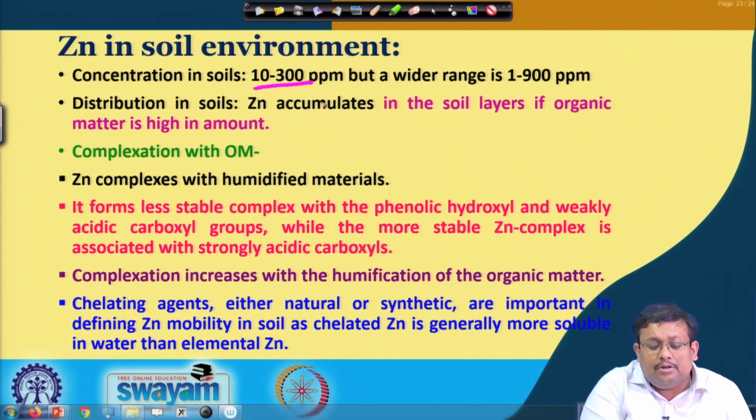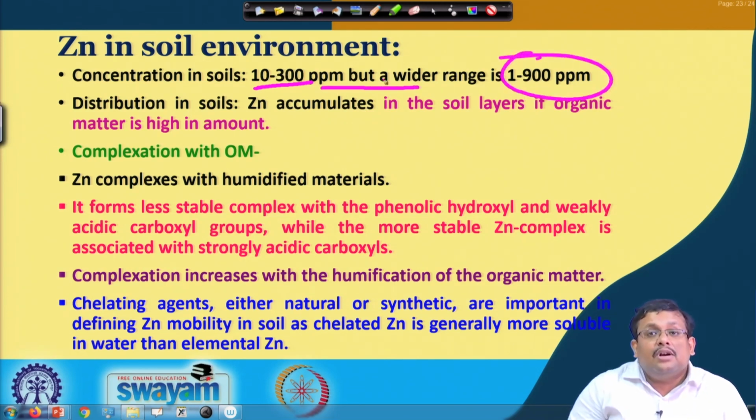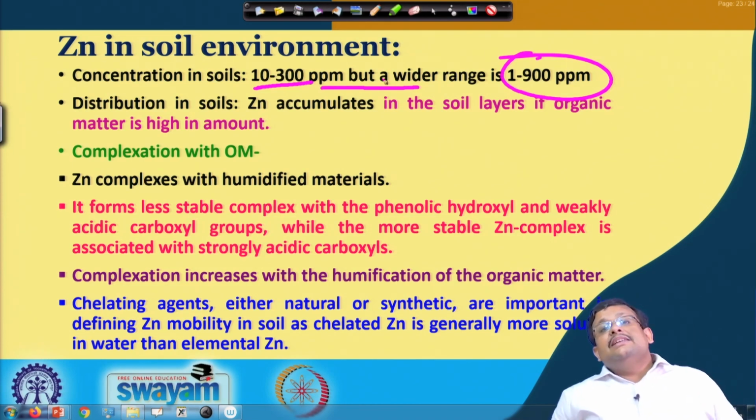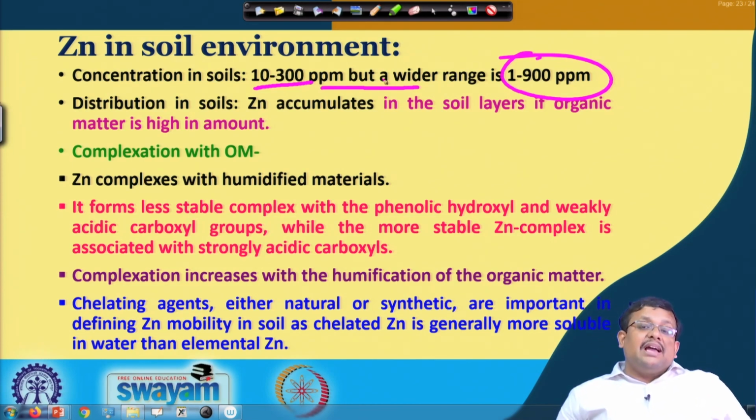So, in the soil the concentration basically varies from 10 to 300 ppm, but a wider range from 1 to 900 ppm is also possible. Now, if you consider the distribution in the soil, zinc accumulates in the soil layer if organic matter is high in amount just like other trace elements. So, basically it produces complexation with organic matter, and zinc complexes with basically humified materials.